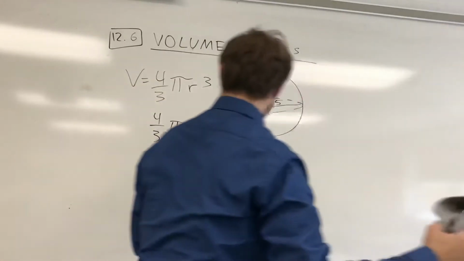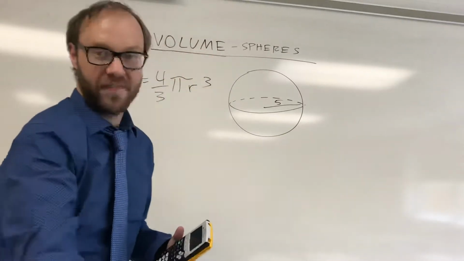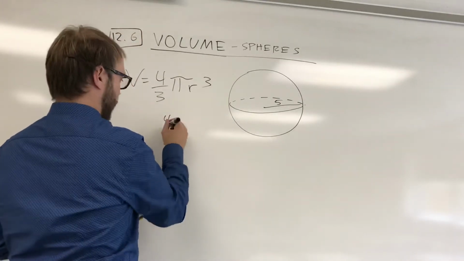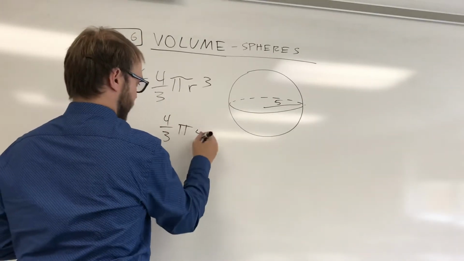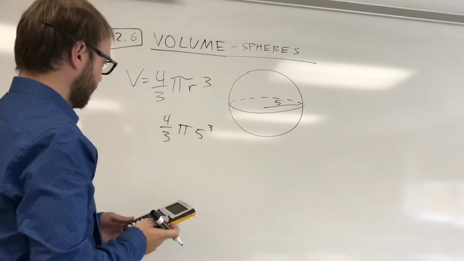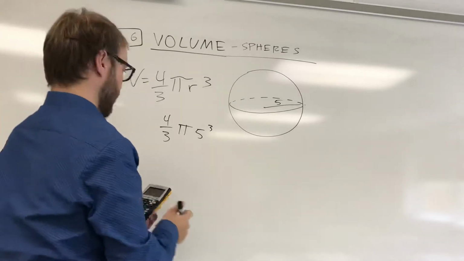So the numbers will be a little bit uglier if I give you a radius of 5, because 5 is not divisible by 3 for the 4/3. So that would be 4/3 times pi times 5 cubed. 5 cubed is 125. 125 times 4 is 500.